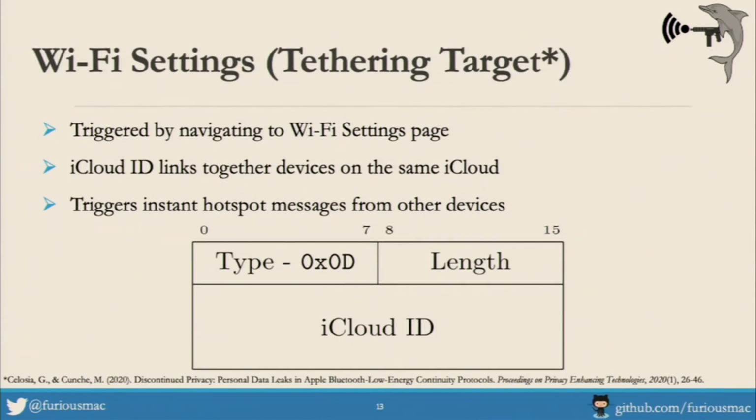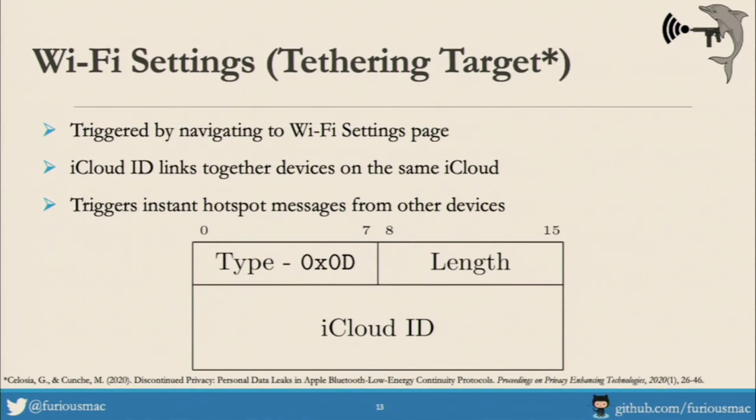The next message I'll talk about is the Wi-Fi settings message. This gets sent out whenever you navigate to the Wi-Fi settings page of your device, where you can pick what Wi-Fi network you want to connect to. It contains a 4-byte iCloud ID. What's neat about this is that every single device on the same iCloud account has the same iCloud ID. So you can correlate all the different devices in a room that are linked back to the same iCloud account.